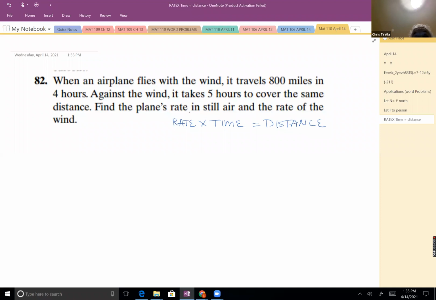Now here we're looking for 2 things. If P is the plane's rate, and the other thing we want is the wind, if W is the wind speed, the other thing that we have to think about is if I'm going with the wind. If you're going with the wind, it's pushing you along, you're going faster. So with the wind, it would be the sum of the 2.